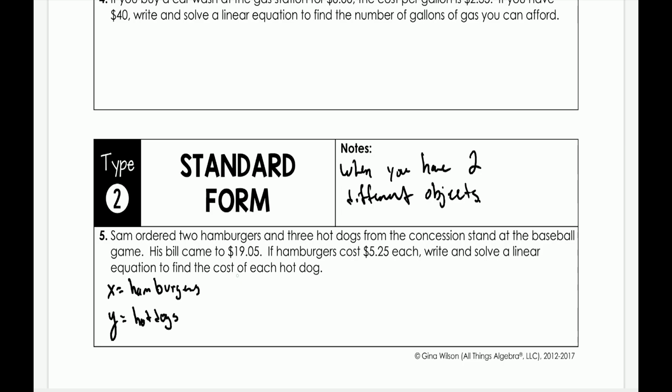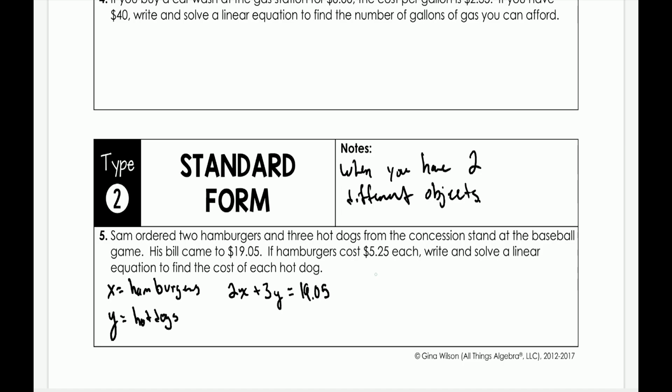So in this, he bought 2 hamburgers, so that would be 2 times the price, which is x, plus 3, since he bought 3 hot dogs, times the price of y. And his total price is 19.05. So remember, his bill came to be $19.05. If we know that the hamburgers cost $5.25, or in other words, we know that x is equal to 5.25, we have to solve the equation for y.